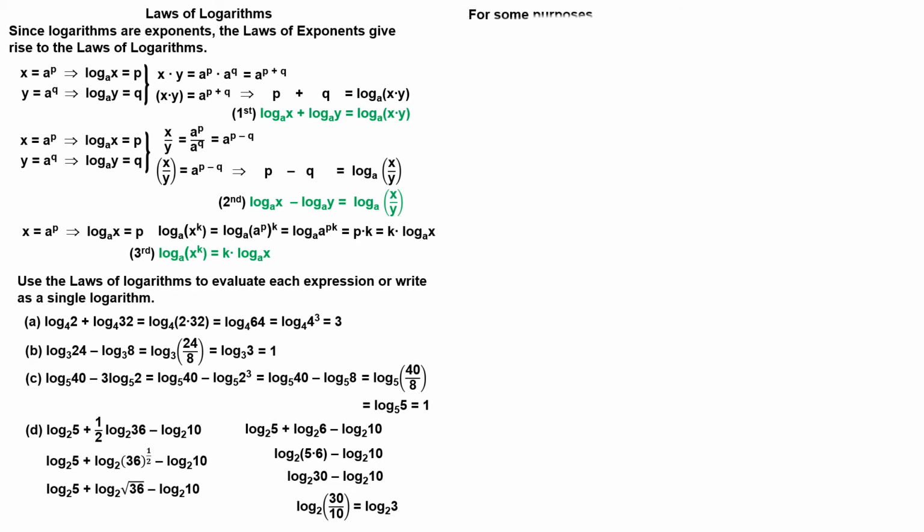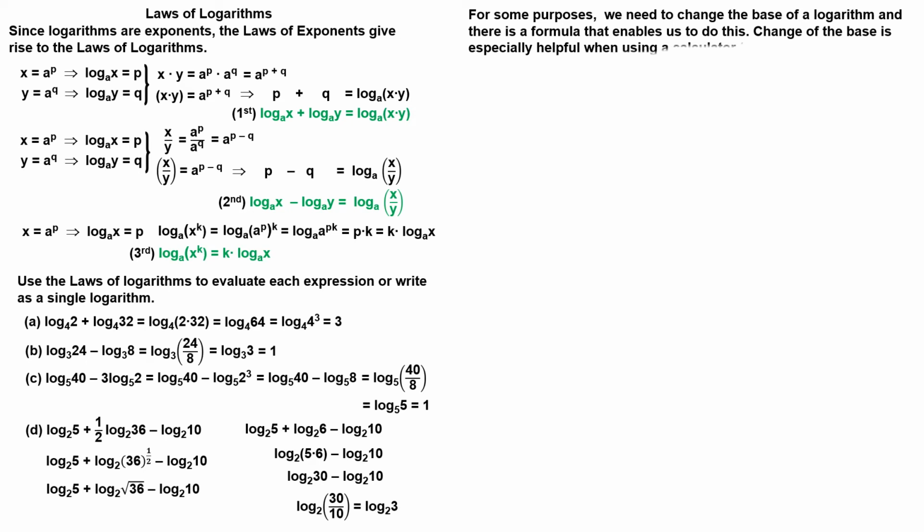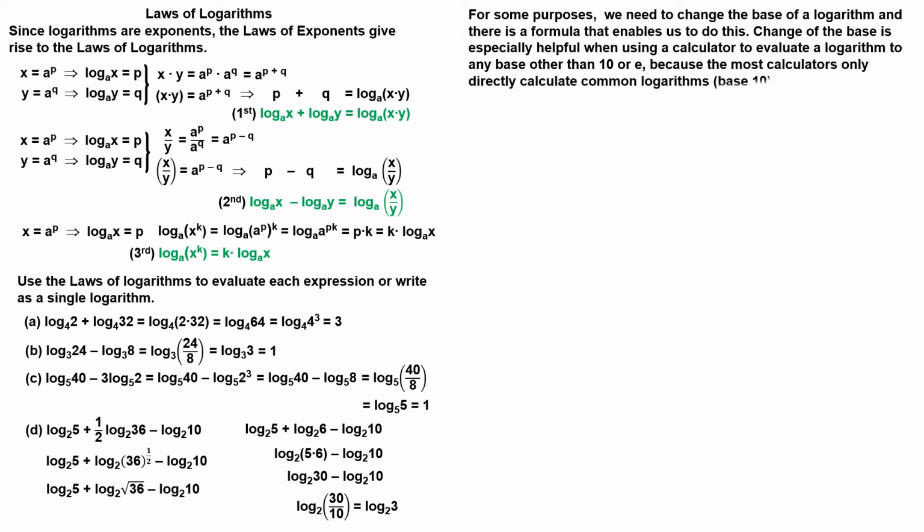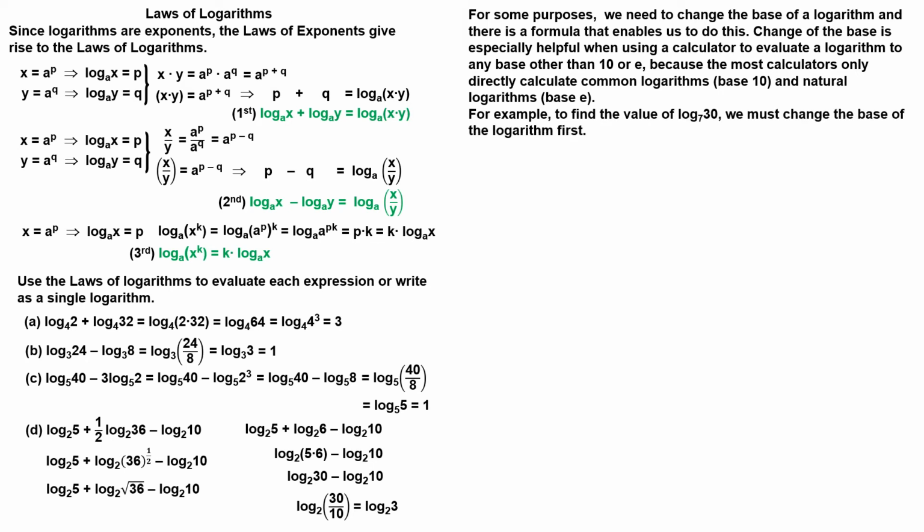For some purposes, we need to change the base of a logarithm, and there is a formula that enables us to do this. Change of base is especially helpful when using a calculator to evaluate a logarithm to any base other than 10 or e, because most calculators only directly calculate common logarithms and natural logarithms. For example, to find the value of log base 7 of 30, we must change the base of the logarithm first.